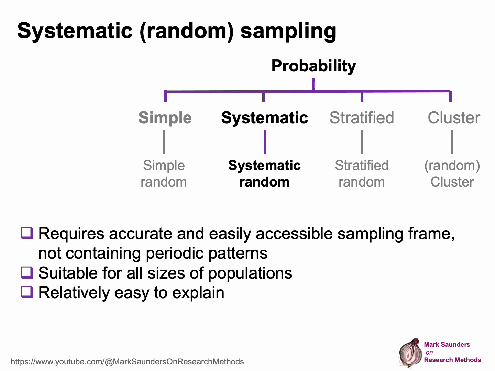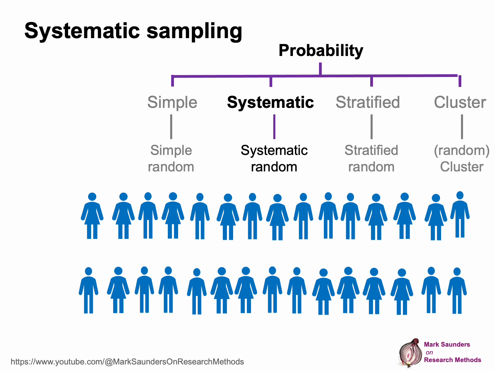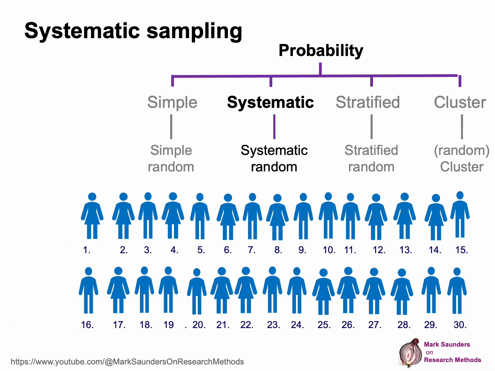So what this means is we tend to see a periodic pattern in our data, and if we're selecting systematically, this can cause problems. Systematic random sampling is suitable for all sizes of populations, unlike random sampling, and it's relatively easy to explain, as we will see. So once again, we have our population, and again it's smaller than we would actually be using in real life, of 30 people. And once again, we number our population, as we can see here.